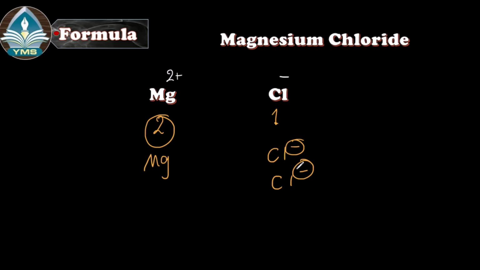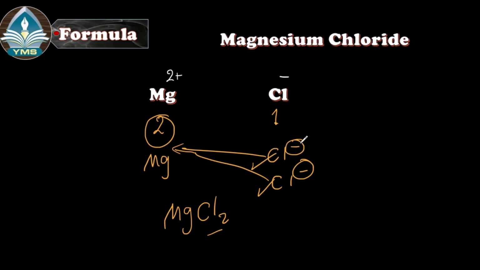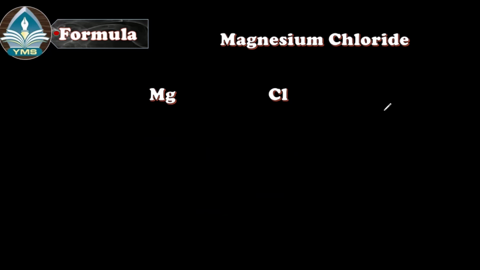So how many atoms or ions of chlorine are going to balance 1 atom of magnesium? 2 atoms of chlorine are going to balance the atom of magnesium. So the formula of magnesium chloride is going to be MgCl2. Why 2? Because we have 2 atoms. There is another easier way to write this one.